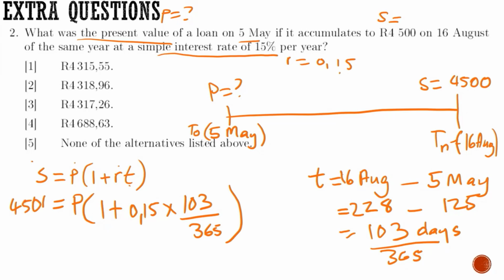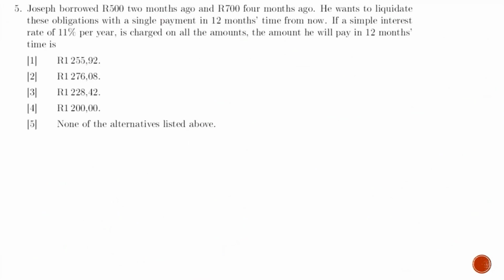You can just manipulate your formula. You'll find that your P is going to give you 4,317.26. Okay, so now this is using that calendar thing. So let me see what else I have here.